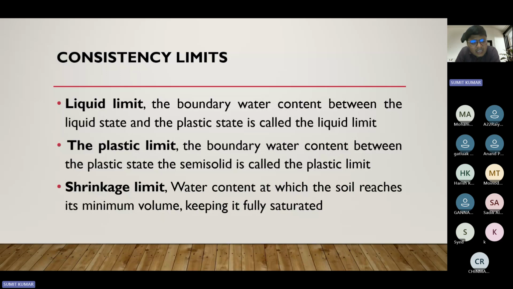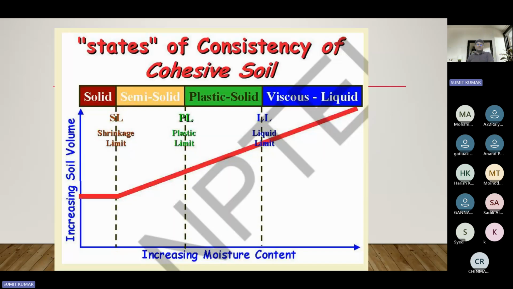We will see. Now talk about the liquid limit. The boundary water content between the liquid state and the plastic state is called the liquid limit. And I think there is one diagram over here. You see the states of consistency of cohesive soil are shown. You can see that on the x-axis the water content increases and the soil volume changes. First of all, I will explain over here, and then we go to the definition again, and then you will understand very easily.